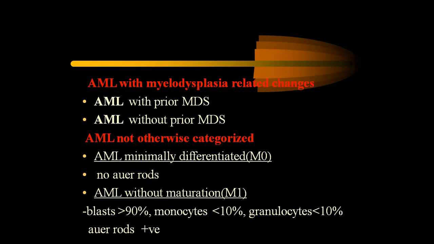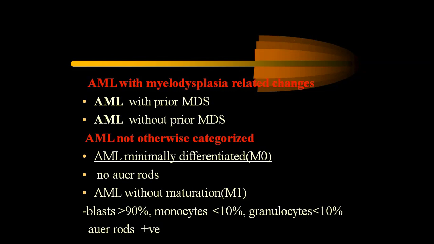The fourth category is the French American British classification, that is the FAB classification, AML not otherwise categorized. Under this we have M0, M1, M2, and M3 is not there. As I said, M3, which was earlier under this, is shifted to the first category, that is AML with chromosomal translocation. Then 4, 5, 6, 7. So we'll start with the first one, AML minimally differentiated, that is M0.